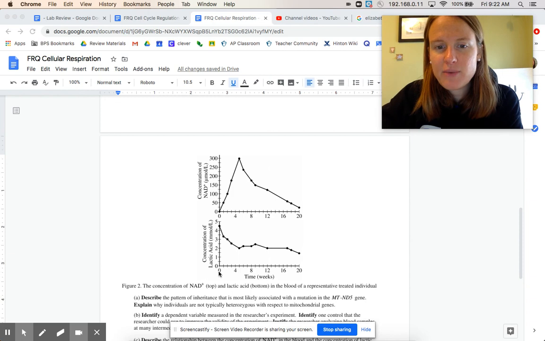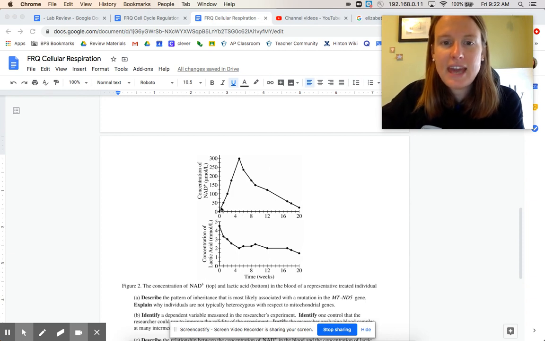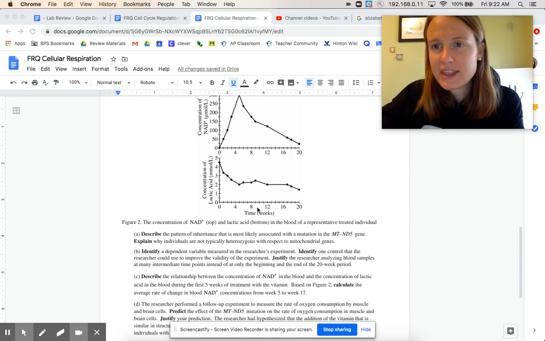I'm seeing first 5 weeks, 0 to 5. Okay, all I have to do is say NAD+ increases, lactic acid decreases. That's it. That's all it's asking for. It's right there in the graph.